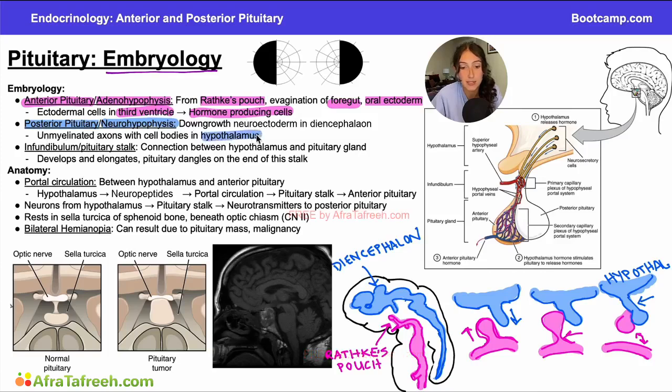Similarly, because it branched off of that neural tube, we are going to have unmyelinated axons that have bodies in the hypothalamus, so a bunch of cell bodies up here in the hypothalamus, if you will, and then their axons, unmyelinated axons, are going to come down through the pituitary stalk, and that is how our hypothalamus is going to communicate with our posterior pituitary here.